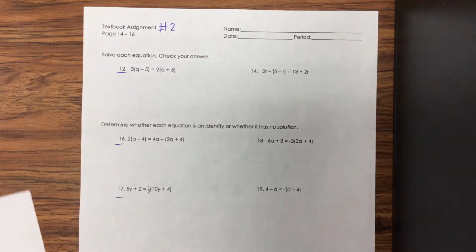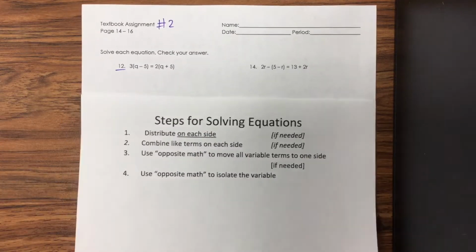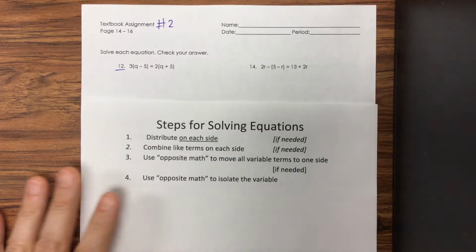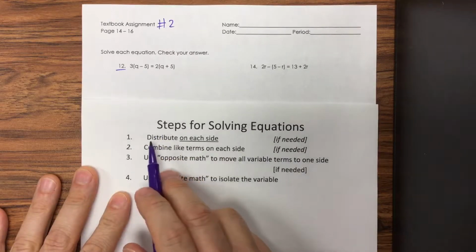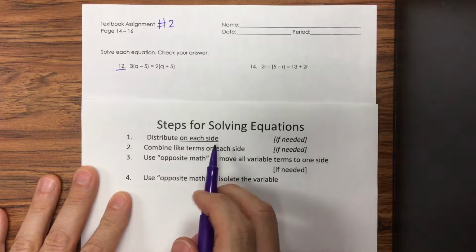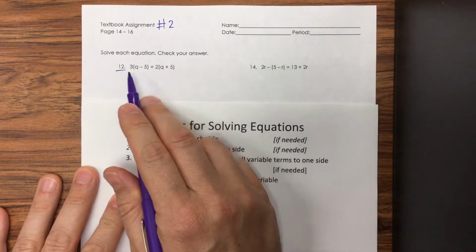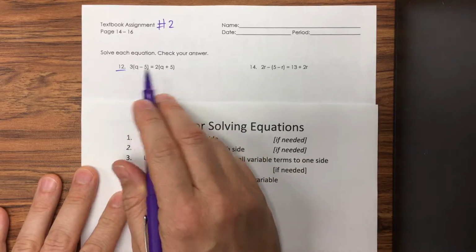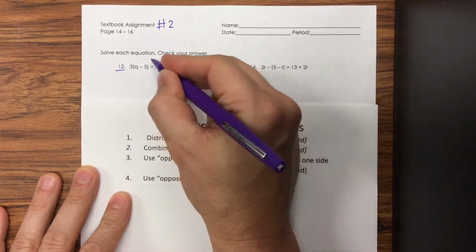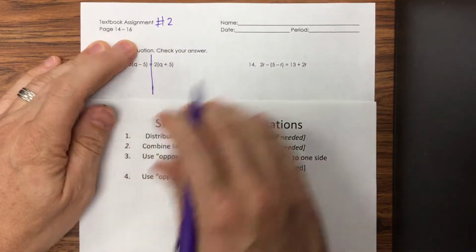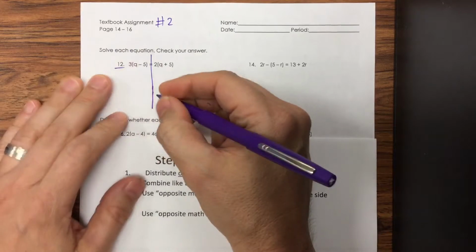Let's go back to the steps we've been learning, and here they are. The first thing you look for is, is there any distribution on each side? I'm looking on the left, and there is distribution right here. And there's also distribution on the right-hand side. So I have two different times I need to distribute.